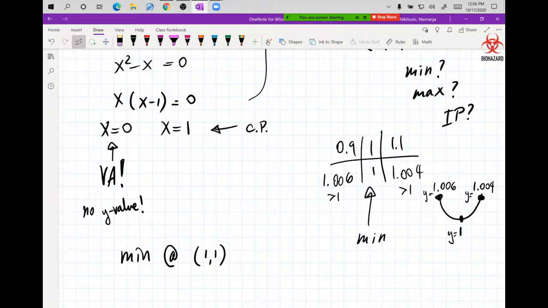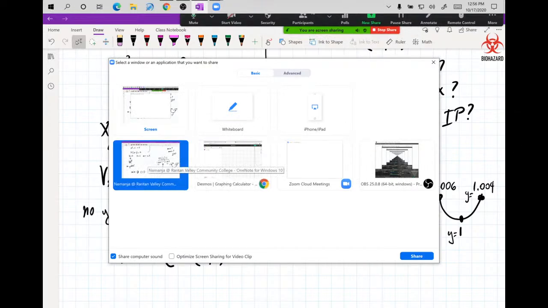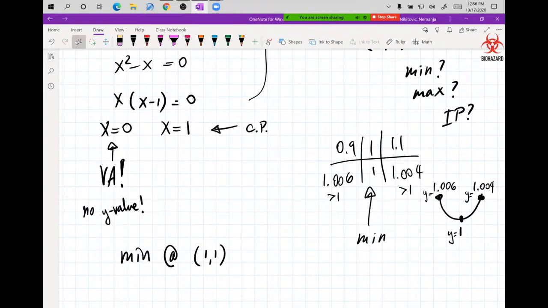All right, let's go back to another example of this. What else do they have that looks spicy? I mean, they have a lot of cool stuff here.